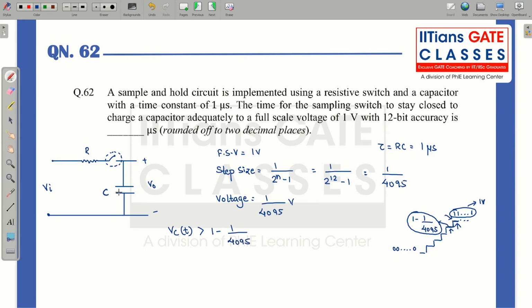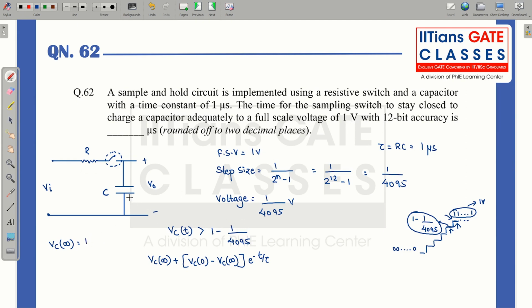Now what is this capacitor voltage? This is a charging capacitor, and for a charging capacitor we know the transient equation. I can write it as Vc infinite plus (Vc0 minus Vc infinite) e to the power minus t by tau. So Vc infinite: if I keep this switch closed infinitely, I will get 1 volt.